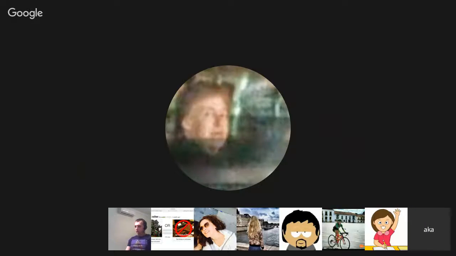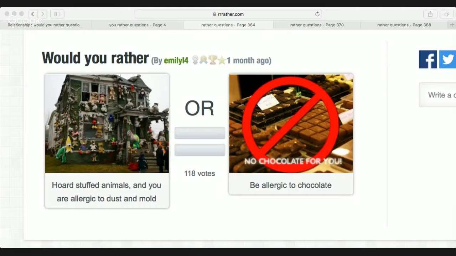And last but not least, Ken, in this ridiculous scenario, what would you choose? I would choose to be allergic to chocolate because I think chocolate is easier to avoid. But dust and mold, some places are very dusty or very moldy, so being allergic to chocolate is easier to deal with. Good. Well said. All right, marking you down for chocolate.